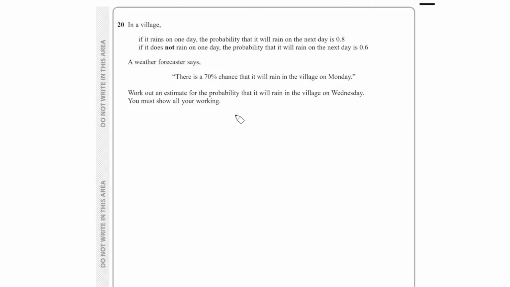So here we've got that in a village, if it rains on one day, the probability that it will rain on the next day is 0.8. If it does not rain on one day, the probability that it will rain on the next day is 0.6. A weather forecaster says there is a 70% chance that it will rain in a village on Monday. Work out an estimate for the probability that it will rain in the village on Wednesday. So we've actually got Monday, Tuesday, and Wednesday.